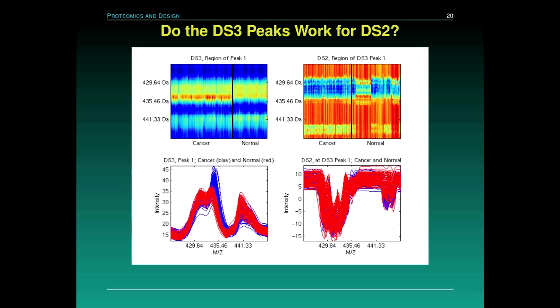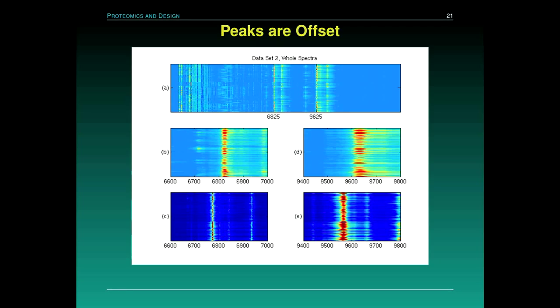Okay, fine. But so it doesn't seem to work going one way or going the other. Are there any peaks at all that can work for both data sets? The answer, unfortunately, is no. And here's why. So here is this heat map of data set 2 again, looking at all the spectra. And I've highlighted two of the best peaks, and I've blown them up here and here.